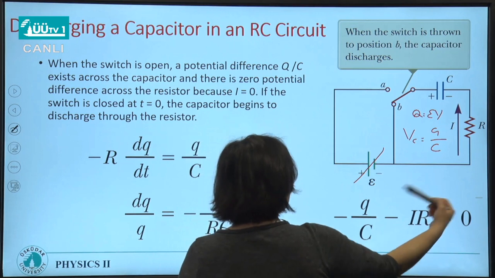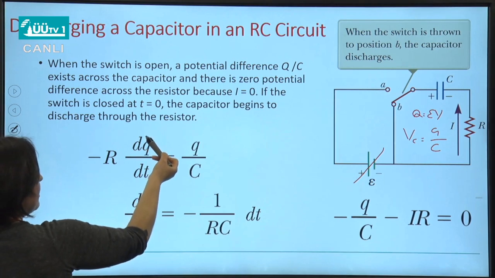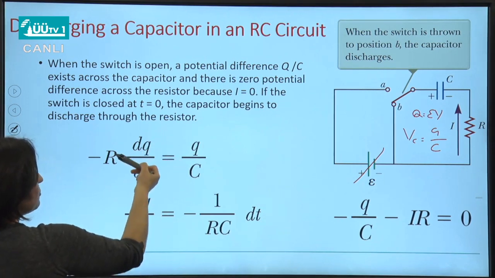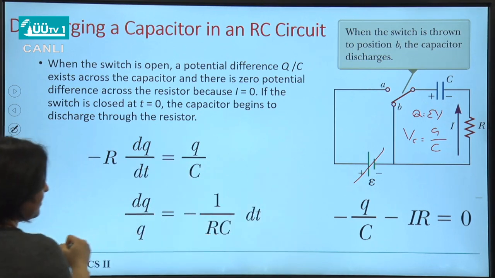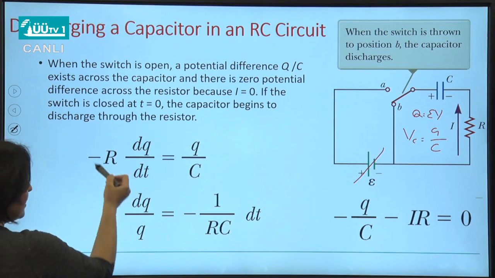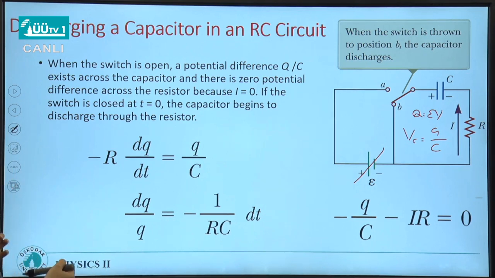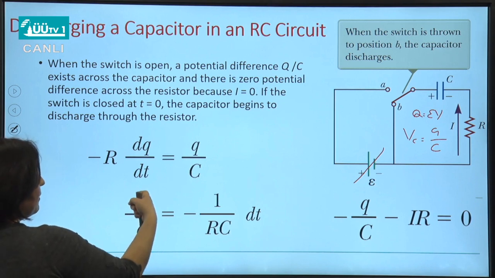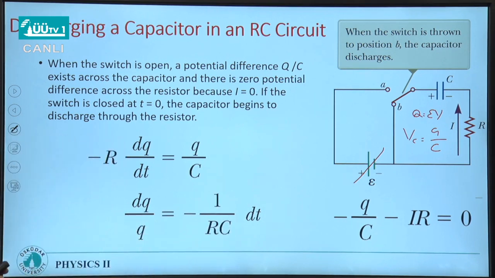So you can take IR to the other side here, and I, as you know, is dq over dt, so you can write this equation as minus R dq over dt equals Q over C. Here again, you can take R to the other side to get the equation for the charge while we are discharging the capacitor. So we obtain this differential equation, dq over q equals minus 1 over RC dt. We will take the integration of both sides.